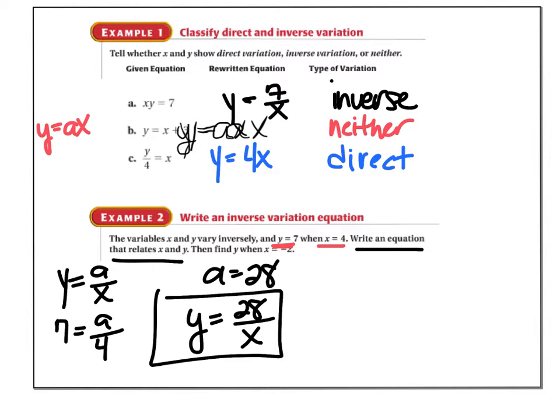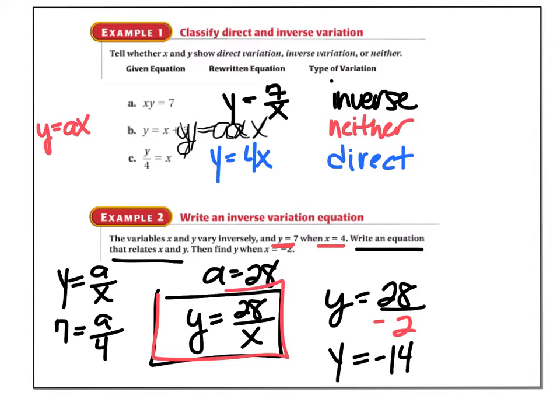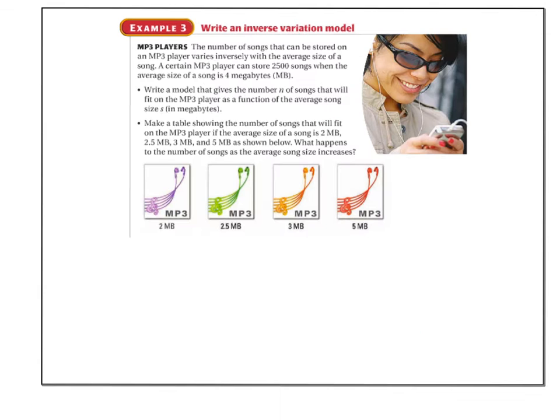The second step then wants you just to evaluate it when x equals -2. So in that case, you're just substituting in -2 for x. y equals 28 divided by -2. And so now that you've substituted that in, you can just simply solve it and see that in that case, when you know that x is -2, y must be -14. But this is really the big part of it that you need to understand, that you're writing a general equation.